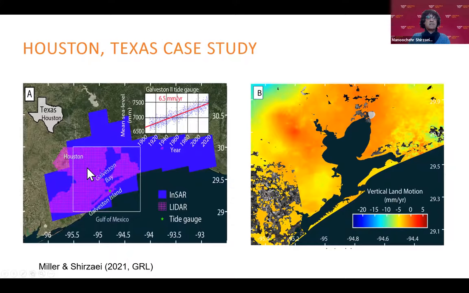So in the area, we have lots of data, different satellites, and also GNSS measurements. And also, we have a very good LiDAR DEM. Left is the data set. And to the right, I'll show you just the vertical land motion in the region. It's obtained as a combination of all those data sets. Most of the area around Houston Bay is subsiding at a rate of about 2 to 5 millimeters per year.